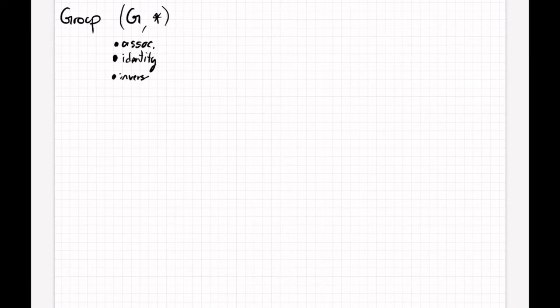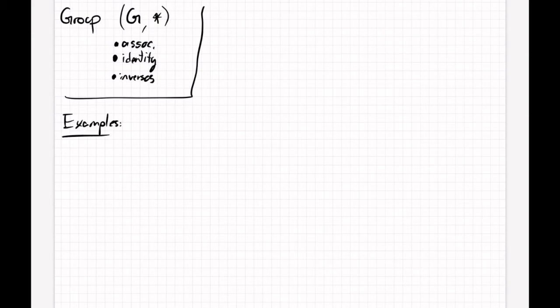So in the last video, I defined something called a group. A group is a set G with an operation. I called it star, and it has associativity. It has an identity, and it has inverses. It may or may not be commutative, and I'll talk about that maybe later. But now I want to think of some examples.